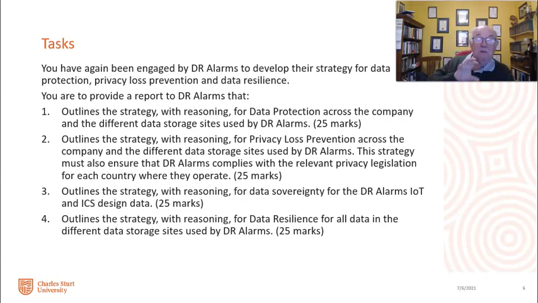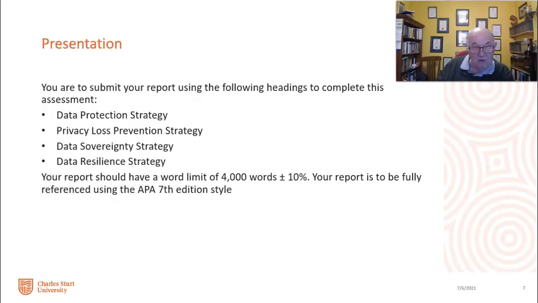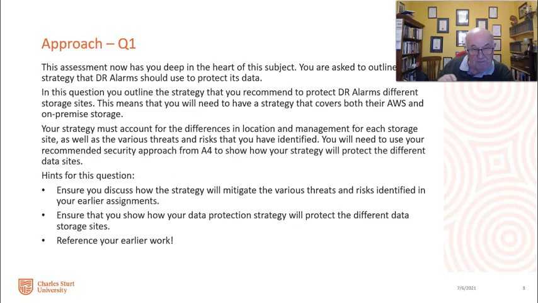So as you can see, you've got a fairly good mix of issues that you're going to have to cover here. So let's go through these one at a time. Firstly, as we said, a report using these headings: data protection strategy, privacy loss prevention strategy, data sovereignty strategy, data resilience strategy. And again, you need to use the APA 7th edition style referencing.